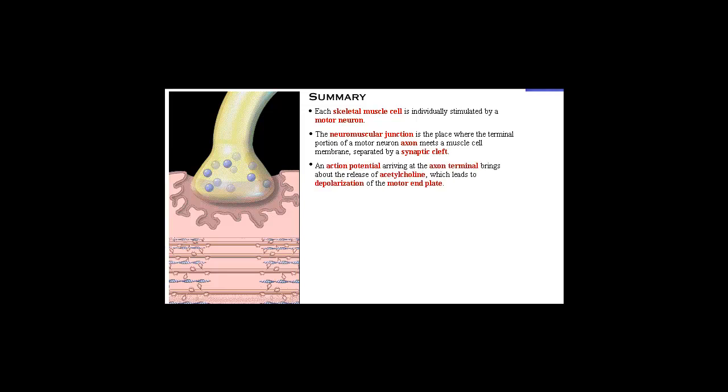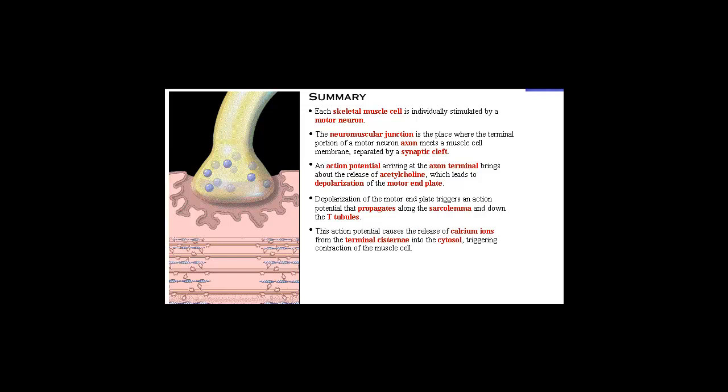An action potential arriving at the axon terminal brings about the release of acetylcholine, which leads to depolarization of the motor end plate. Depolarization of the motor end plate triggers an action potential that propagates along the sarcolemma and down the T-tubules. This action potential causes the release of calcium ions from the terminal cisternae into the cytosol, triggering contraction of the muscle cell.